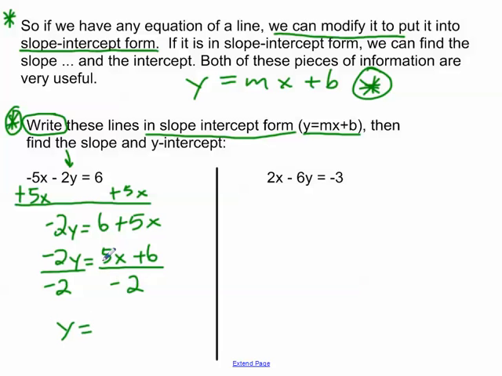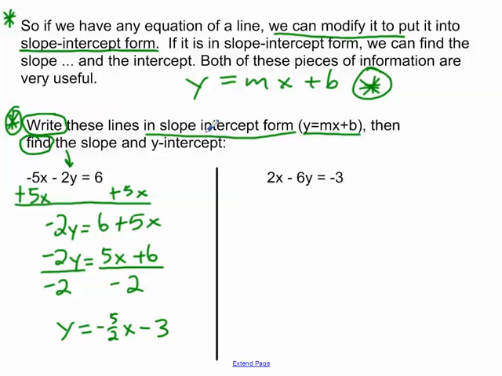5x divided by -2, in terms of the numbers, 5 divided by -2 is -5 halves x. Positive 6 divided by -2 is positive divided by negative is negative. 6 divided by 2 is 3. So write it in slope-intercept form, and then, by the way, find the slope and the y-intercept.